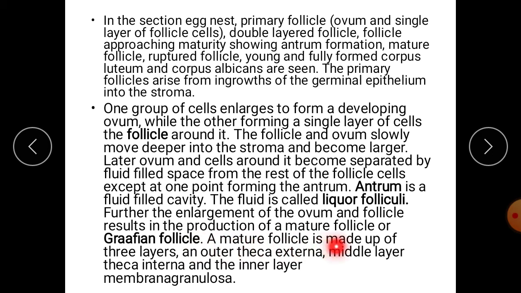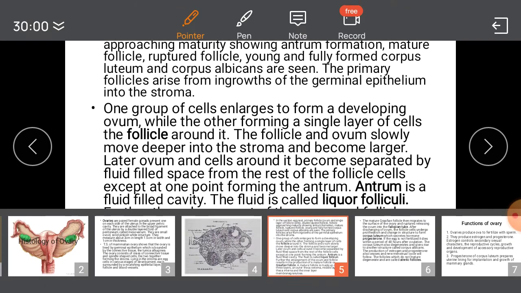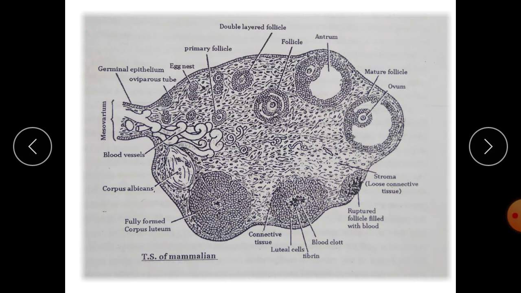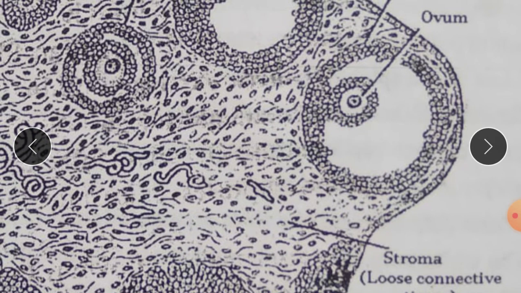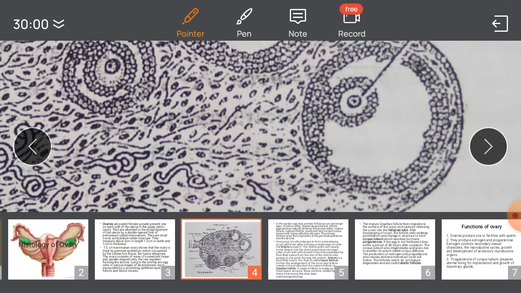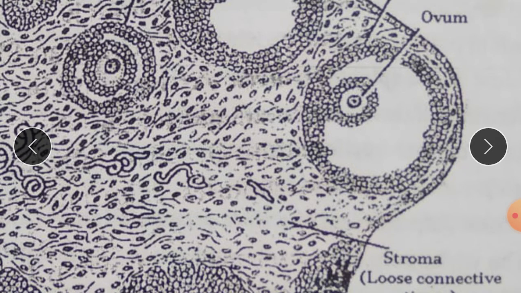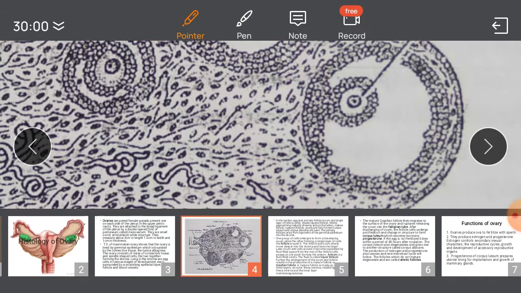A mature follicle is made up of 3 layers. An outer layer is called theca externa, middle layer is called theca interna, and inner layer is called membrana granulosa. So this Graafian follicle is surrounded by 3 layers. Outermost layer is called theca externa, mid layer is theca interna, and the innermost layer is called membrana granulosa.